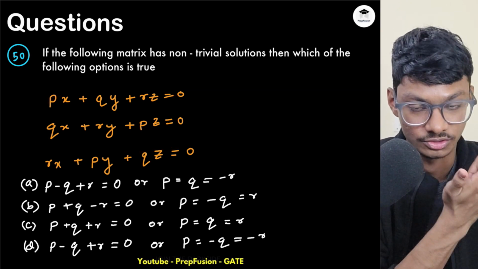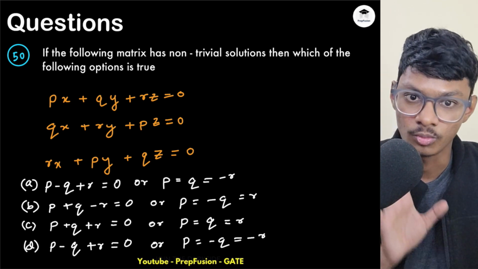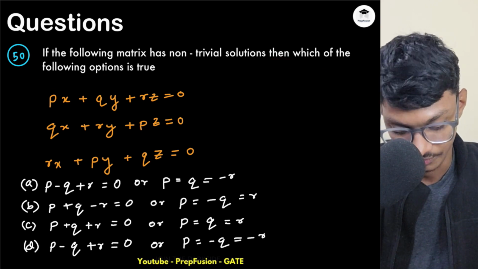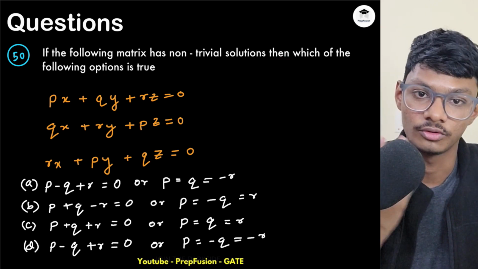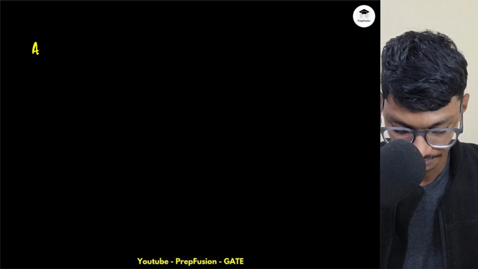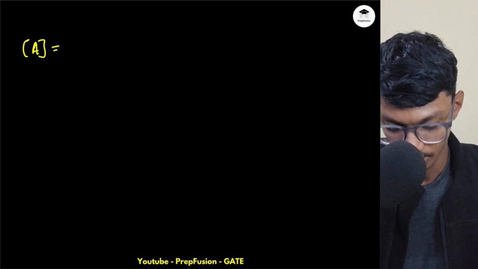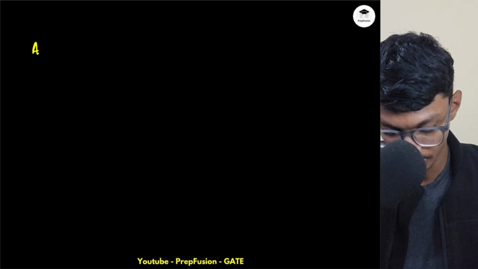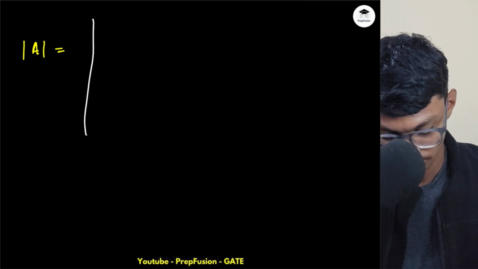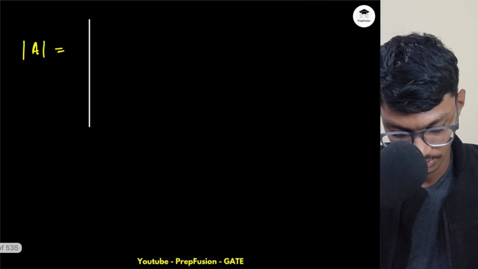Determinant of A will not be equal to 0, but mostly determinant of A equals 0, that condition will come up in the case of homogeneous equations. Okay, so which of the following options is true? We have to check for which option this is true. So basically determinant of A equals 0, so I will write the coefficient matrix and directly make the determinant equal to 0.